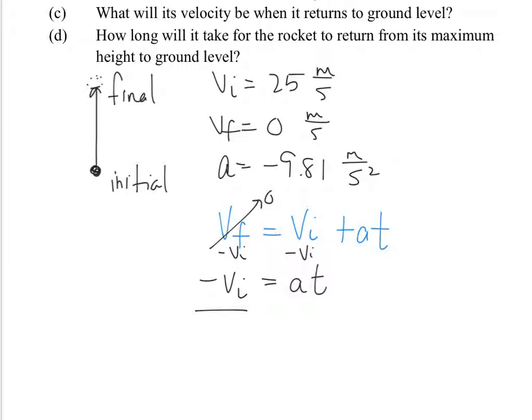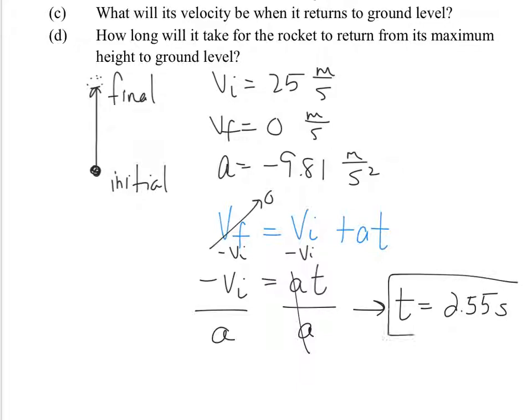So we then solve for time. We divide by A. The A's cancel. So time is negative VI over A. It's not a coincidence that it's negative over negative, because it's a positive. Good, because time has to be positive. What is the deal? 2.55 seconds. Very good. 2.55 seconds. Okay? So far, so good. All right, nice.